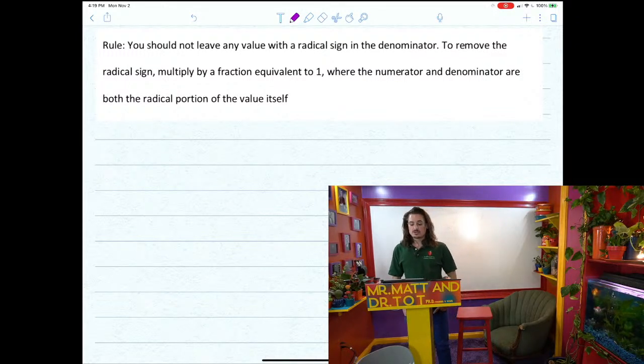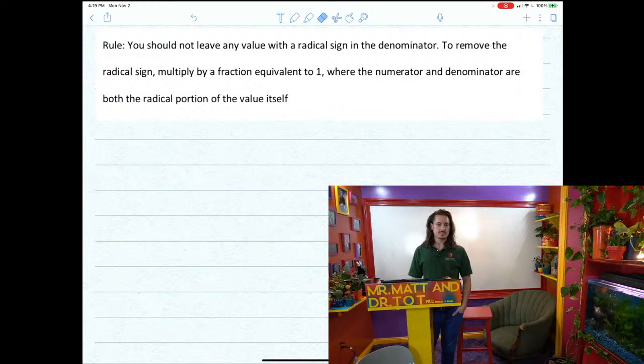So you need to know how to be able to do that. Technically in math, you should not leave any value with a radical sign in the denominator. In order to remove the radical sign, you're going to multiply by a fraction equivalent to 1, where the numerator and the denominator are both the radical portion of the value itself.